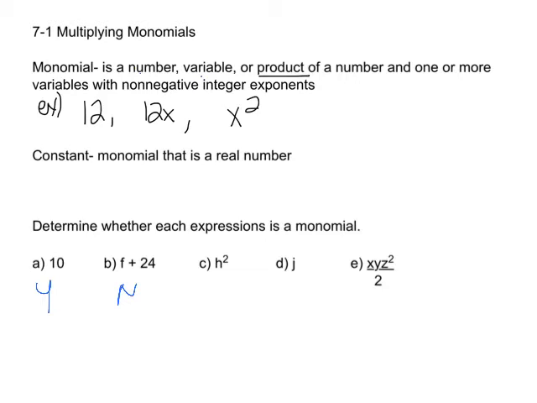H squared really means h times h, which is a product. So this is a monomial. J is just a variable, so that's a monomial as well. And then the next one, though I have multiplication up top, I also have this division statement. And division is not a monomial, so this is no.